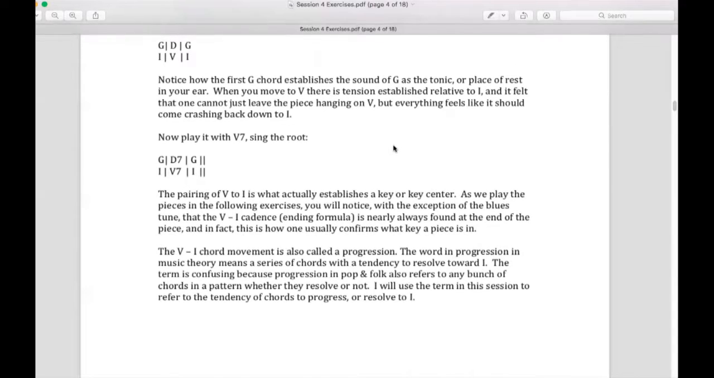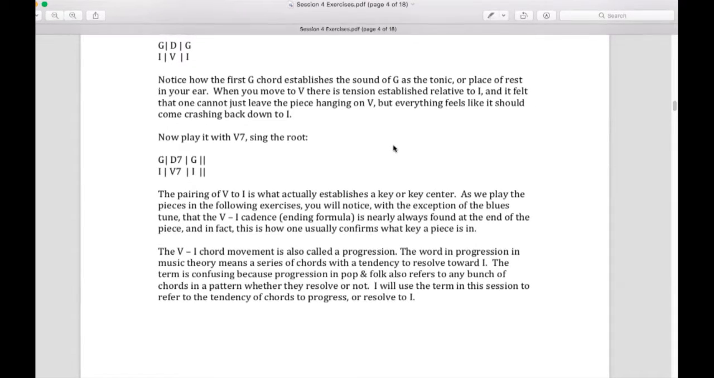Good. Okay, so now we're going to play G, D7, G. Here we go. Together, G. Now D7, and then back to G. Feel that? The tension between rest, 1, the tense place, D7, and then back to G.